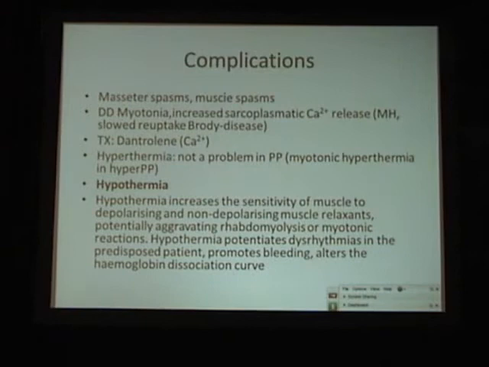And hyperthermia, of course, should be avoided. It's usually not a problem in periodic paralysis, maybe in some rare cases of hyper-PP. The much more grave problem is hypothermia, because of the things I've pointed out here. It increases the sensitivity of the muscles to the vaporizing agents and to the muscle relaxants. It can aggravate rhabdomyolysis, and so on. So everything must be done to avoid hypothermia.